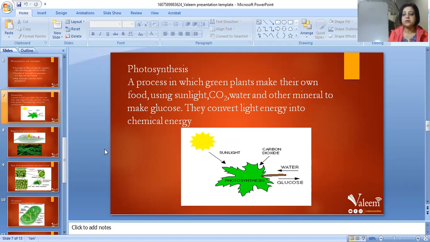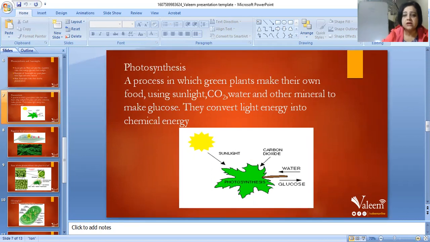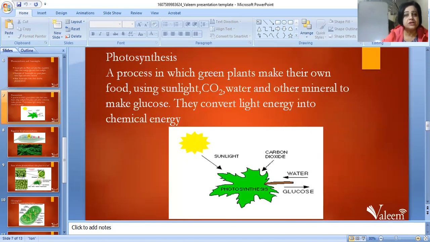Now, here in this paragraph, my main focus is on light energy, because you cannot say plants use solar energy. So the term solar energy is considered wrong, because solar energy has heat energy as well as light energy. So our focus must be on light energy.